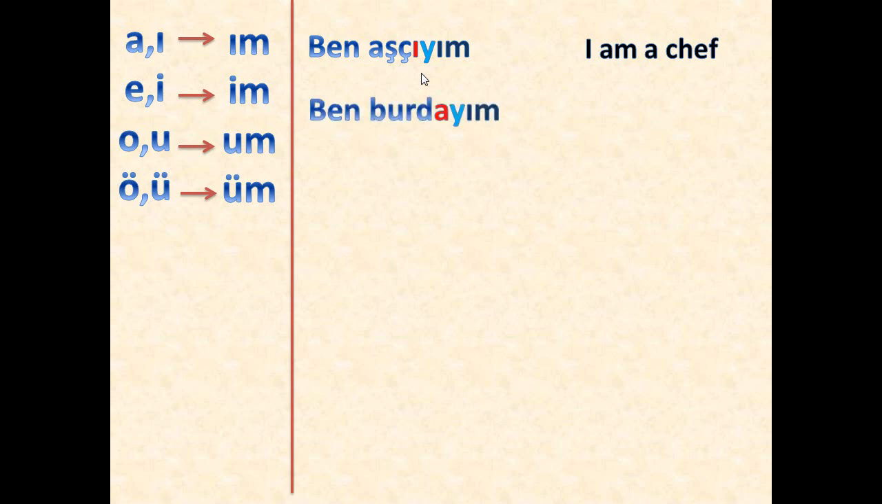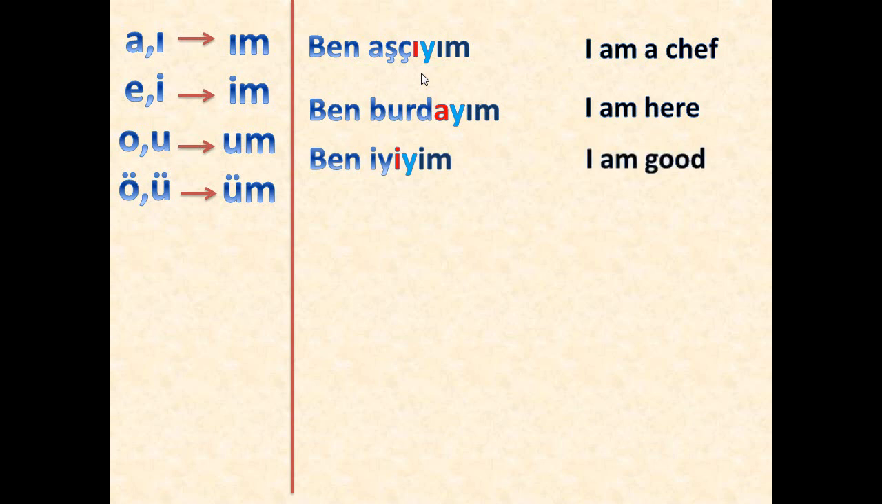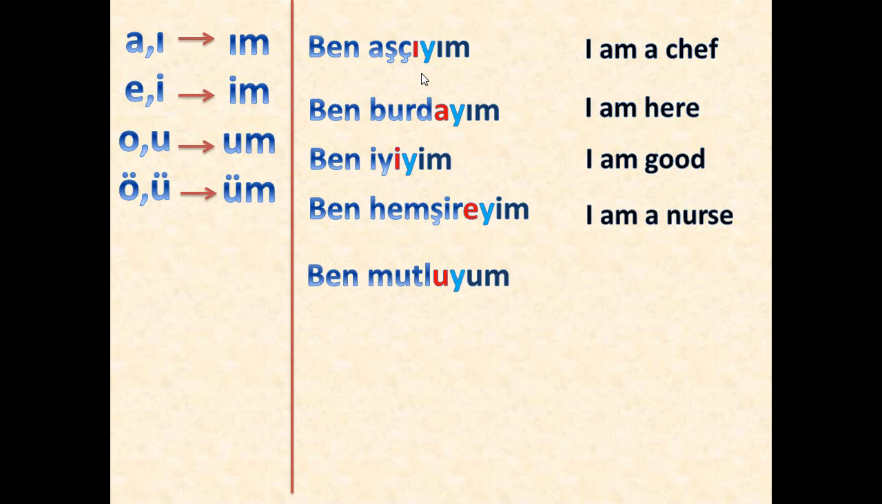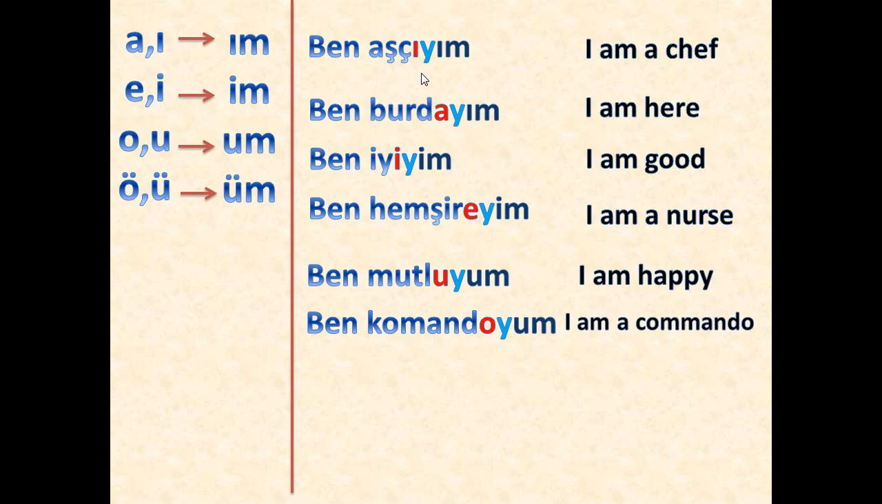Ben buradayım means I am here. Ben iyiyim means I am good. Ben hemşireyim means I am a nurse. Ben mutluyum means I am happy. Ben komandoyum. It means I am a commando. Ben kötüyüm means I feel bad. They don't say I am bad. I mean, in English, we don't say I am bad. We say I feel bad. But here, it is used as a to-be verb.